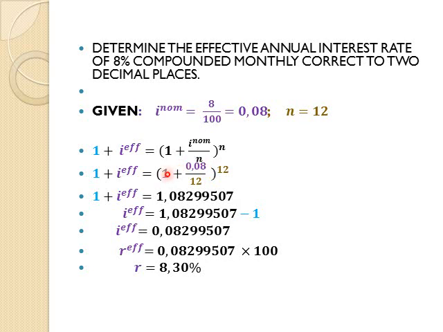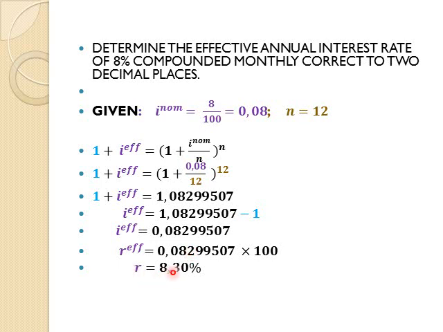Simplify this on my calculator. So in brackets 1 plus 0.08 over 12, to the power 12, gives me 1.0829950.7. Bring positive 1 over, it becomes negative 1. I'm left with 0.0829950.3. Multiply by 100 to get my effective rate. So my comma shifts 2 spaces, 1, 2, which gives me 8.299. That 9 makes that 9 round up, so therefore that becomes 3.